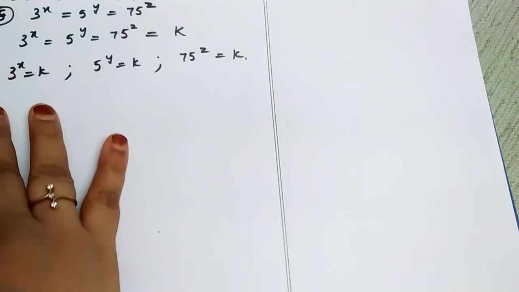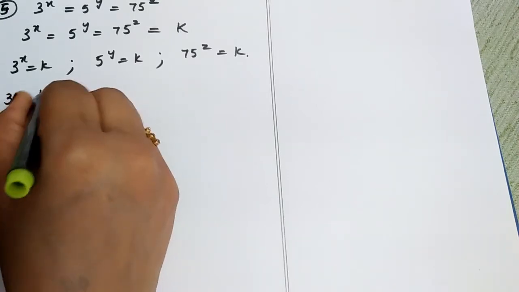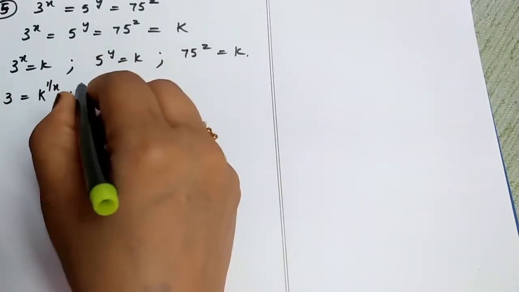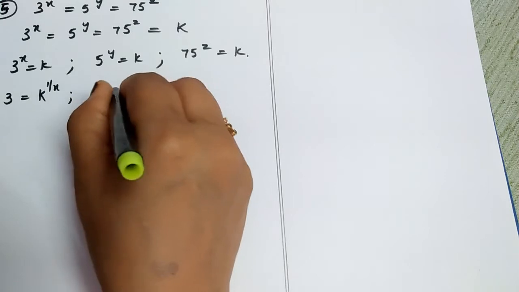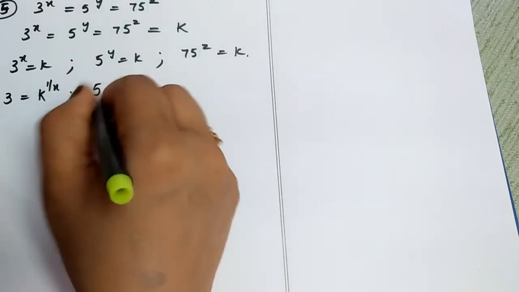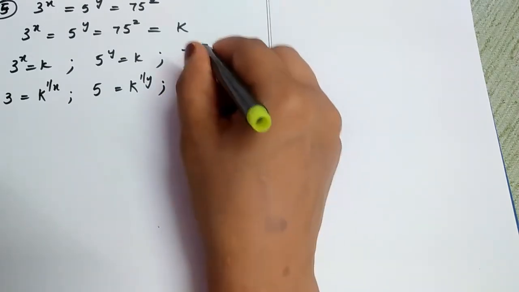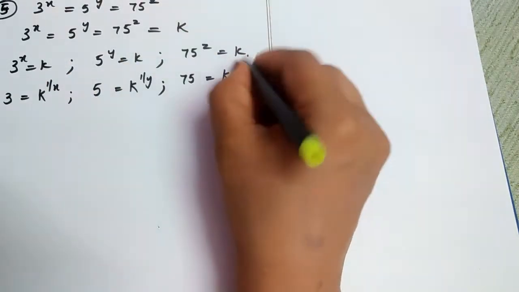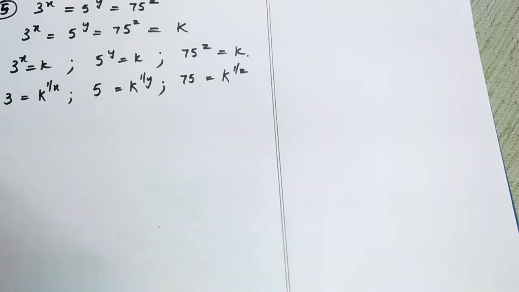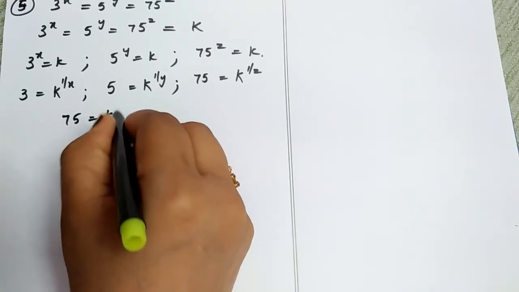So if we want 3 to be here, normally we will send this x to the other side. So 3 is equals to k power 1 by x, right? When x goes the other way, it comes in the division, right? So 5 to the power y was there, so singly we need to get this 5, we'll be sending this y, so it will be k to the power 1 by y. And next 75 as it is, we'll be sending the z to other side as we did for other two, so 1 by z. Okay, now all the constants are in one place. Next thing is just relate here, we'll be taking this one. Okay, 75 equal to k power 1 by z.